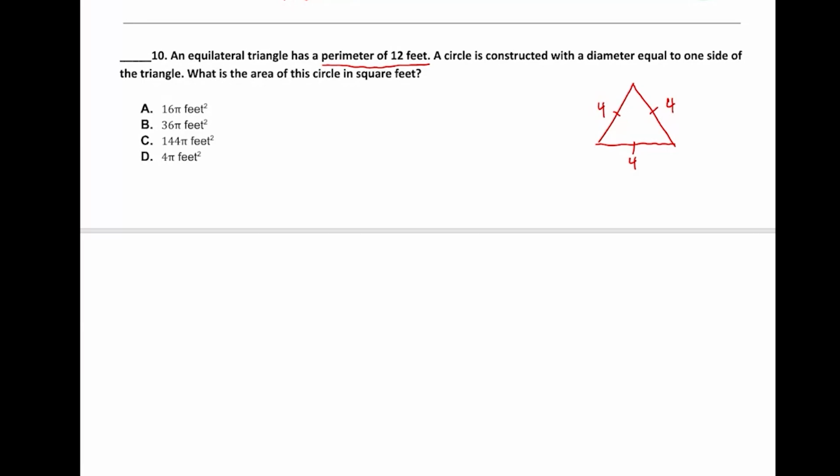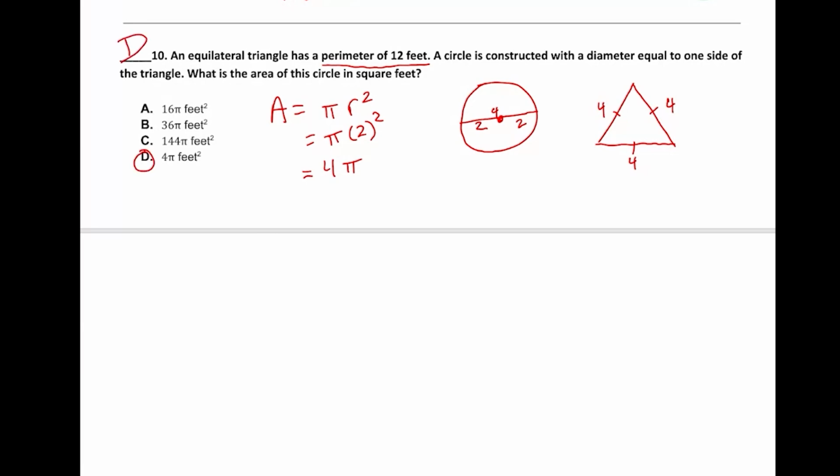Now we have a circle which is constructed with a diameter equal to one side of the triangle. So we have a circle where the diameter is equal to 4, which is one side of the triangle, meaning the radius is 2. What is the area of this circle in square feet? Well, the area of a circle is pi r squared, and as I just showed, the radius of that circle is 2. 2 squared is 4, so the area of that circle should be 4 pi. Our answer is D.